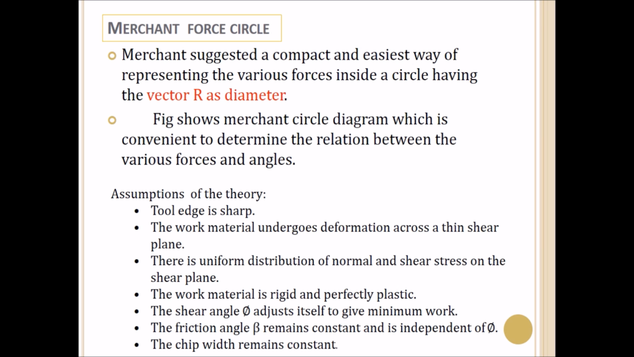But for that, we need to make certain assumptions for this theory. The first assumption is that the tool edge is sharp, so that the other components of forces due to friction and vibration are neglected. The work material must undergo deformation across a thin shear plane. There is a uniform distribution of normal and shear stress on the shear plane. The work material is rigid and perfectly plastic. The shear angle adjusts itself to give minimum work. The friction angle beta remains constant and is independent of phi. The chip width remains constant.